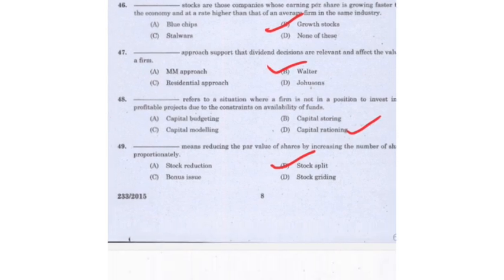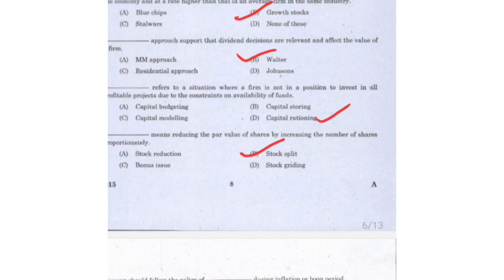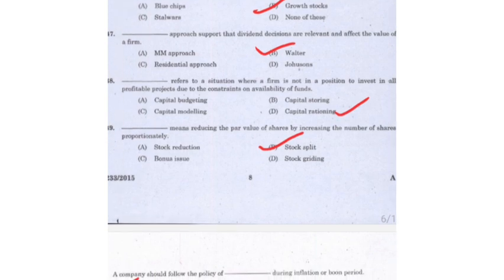And the next question refers to a situation where a firm is not in a position to invest in all its profitable projects due to the constraint on availability of fund. Limited funds are there only. And here the answer is capital rationing. That situation is called capital rationing.